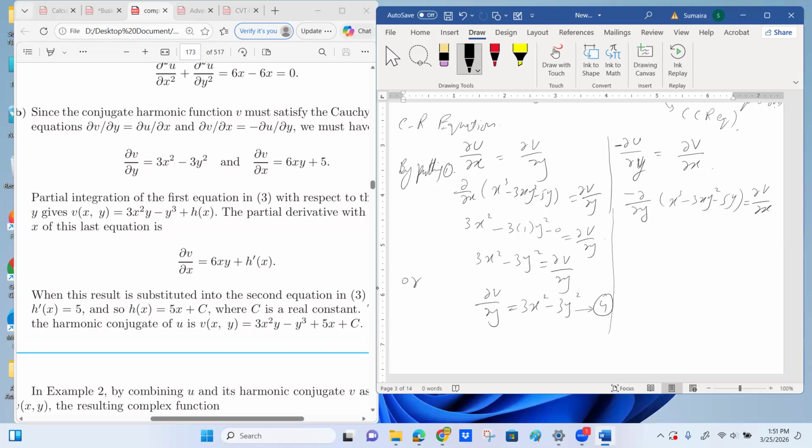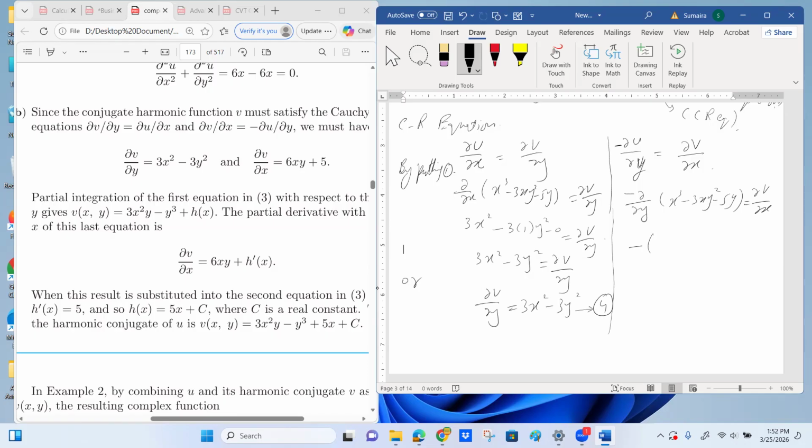Okay, now partial v by partial x is equal to minus the derivative in the bracket of 3x square minus 3x, multiplied by 2y raised to power 2 minus 1, the derivative of y square. So minus, no, but the 3x square variable is 0.